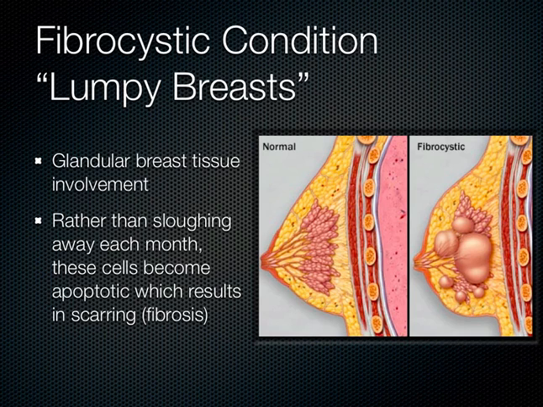Now, there's something called fibrocystic condition of the breast, or lumpy breasts. It involves the glandular part of the breast tissue, and usually each month the glandular cells slough away. However, if these cells die or become apoptotic, then you get these scars in this region of the breast. And so this is what a fibrocystic breast looks like. You get the scarring with these basically large lumps seen here.